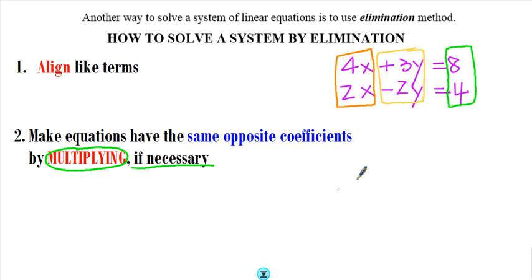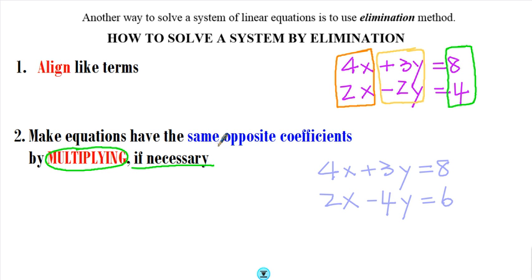So for example, if you look at the top one, 4x plus 3y is equal to 8. And I have 2x minus 3y is equal to 6. Actually, I'm going to change that. That's not a good example. How about I make this 4? Now, coefficients are the numbers in front of variables. So here you have 4x and 2x, so the coefficients are 4 and 2. In front of the y's, you have 3 and negative 4.